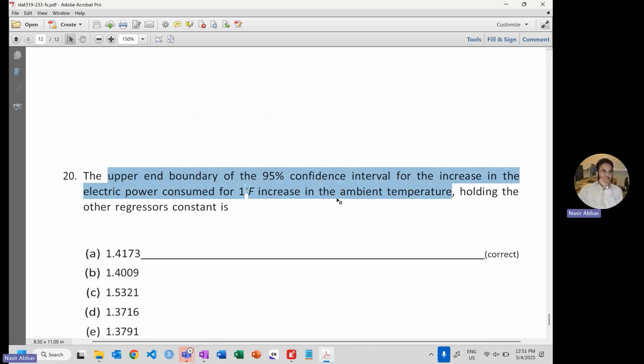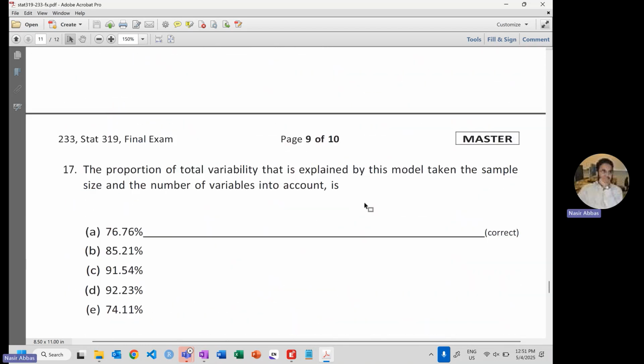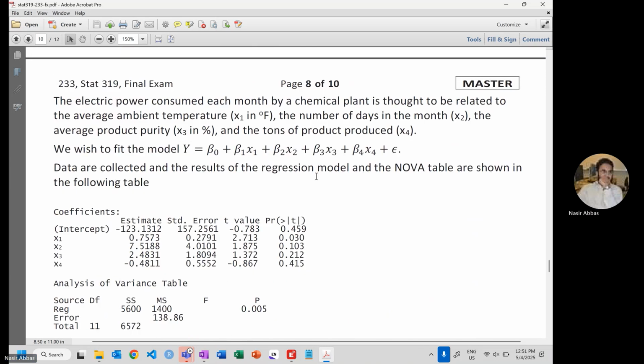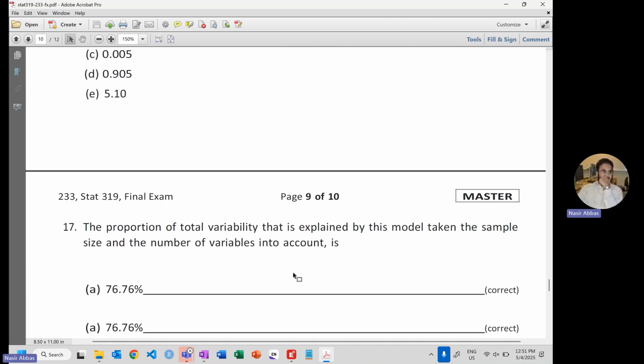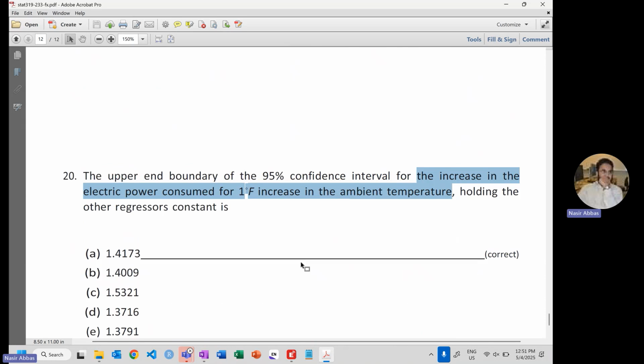The upper boundary for the 95% confidence interval for the increase in electric power consumed for 1 Fahrenheit increase in ambient temperature. This is one of the beta coefficients. Which one? I don't know which one. Whatever variable is ambient temperature. Is it X1, 2, 3, or 4? Ambient temperature. It's X1. So it is asking you to construct a 95% confidence interval for beta 1.